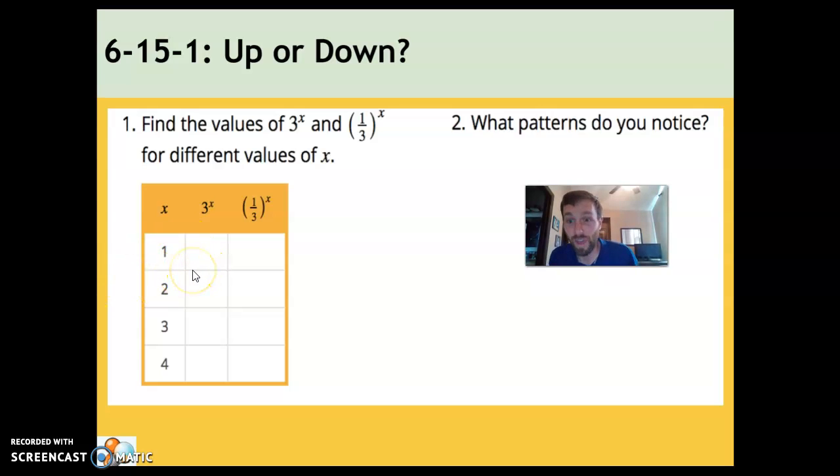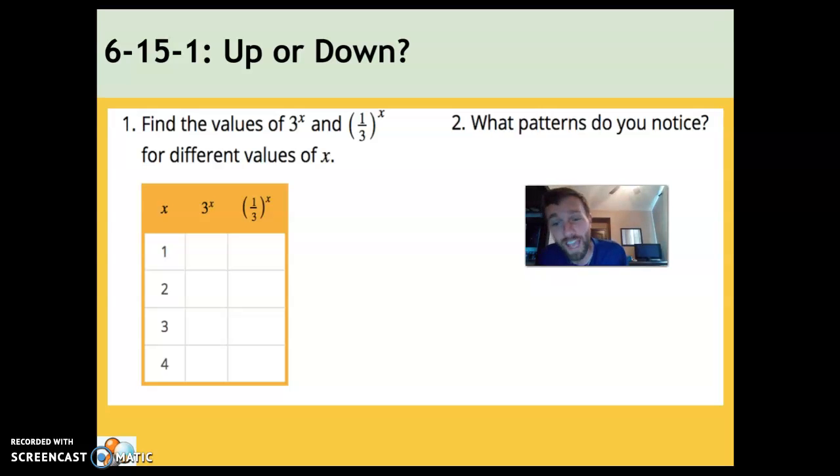And so I want to ask you a very, very important question. What is 3 to the 0 power? Go ahead. Come on. What is it? Yes, it's 1. And what is 1/3 to the 0 power?